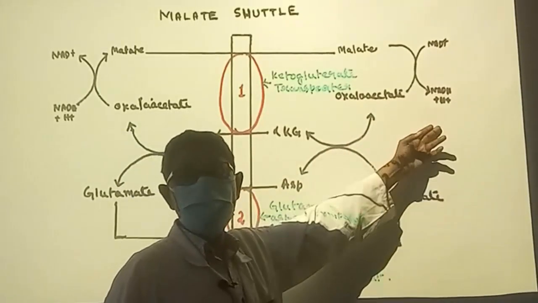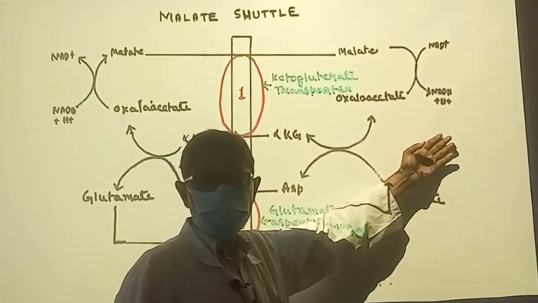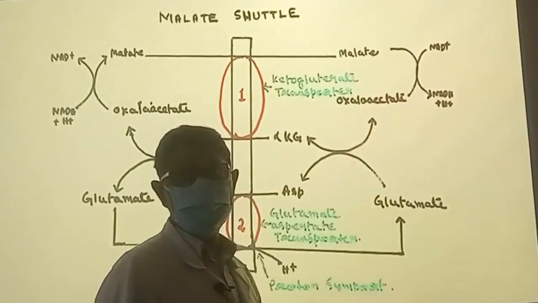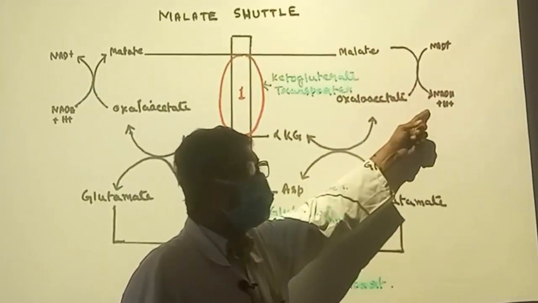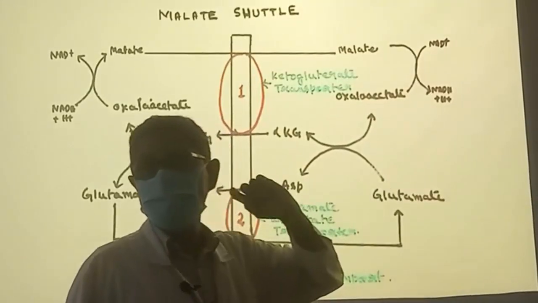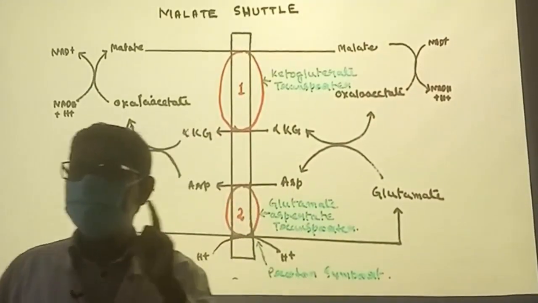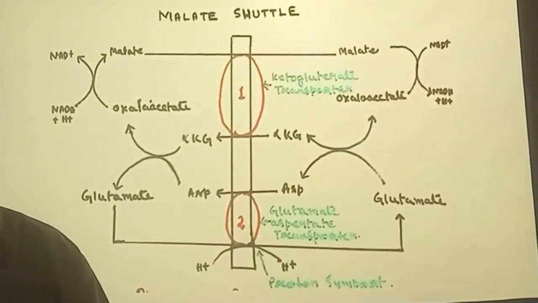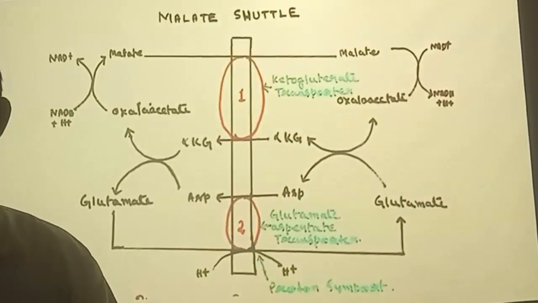These are in the inner mitochondrial matrix, where the NAD plus is converted to NADH2. So these reducing equivalents will be utilized in the electron transport chain, and this will give rise to 3 ATP, or as per modern theory 2.5 ATP.